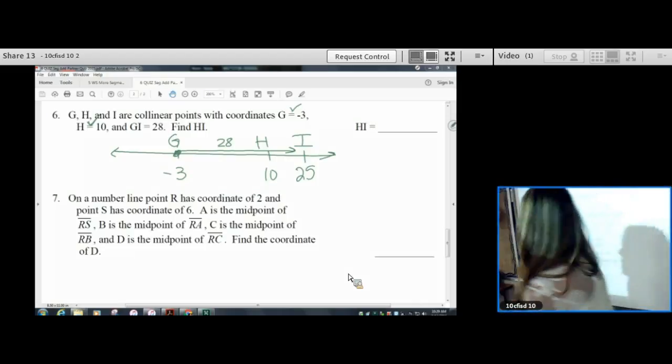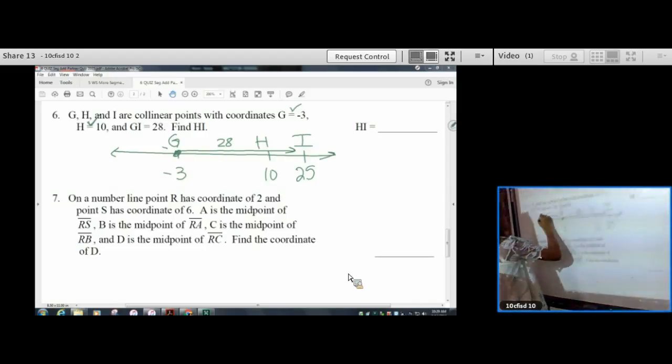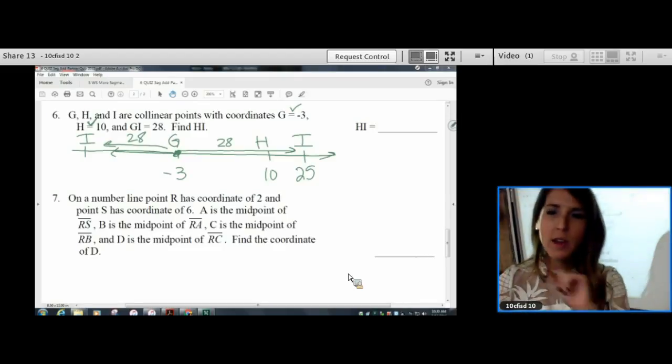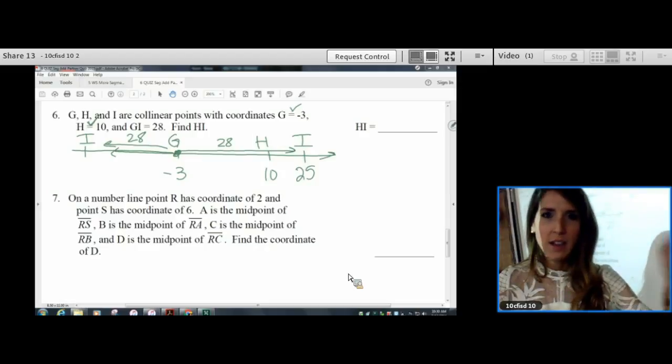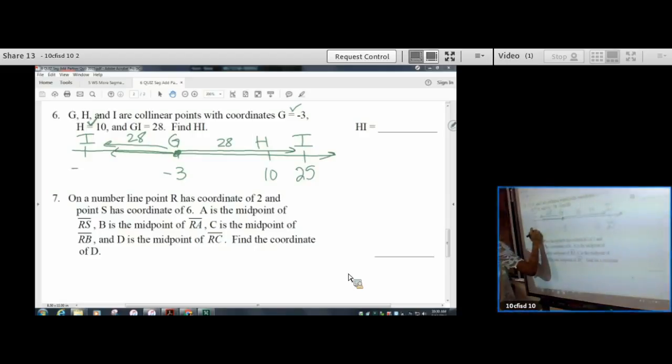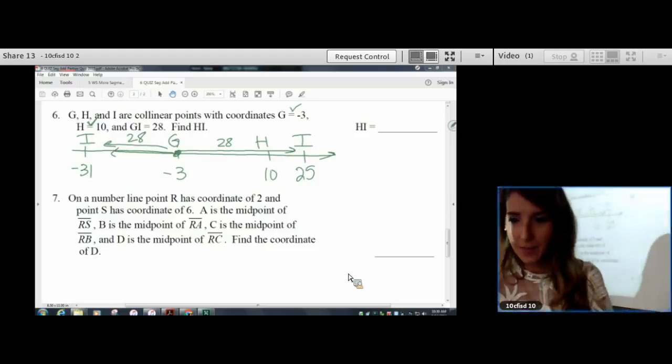We totally could have gone to the left 28. And then we would land at a new I. And where would that be? If we're at negative 3 and we go to the left 28, so we're going negative, more, 28 more, we would land at negative 31. Negative 3 plus negative 28.